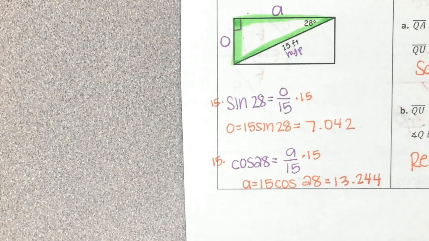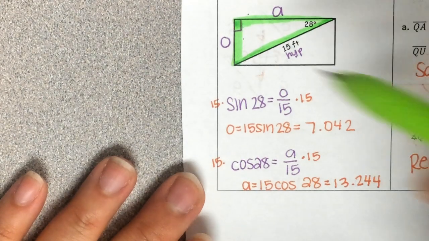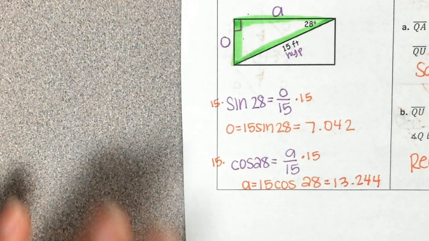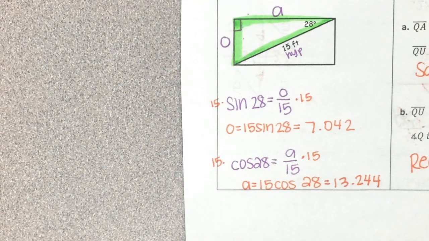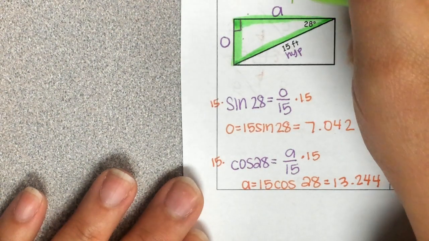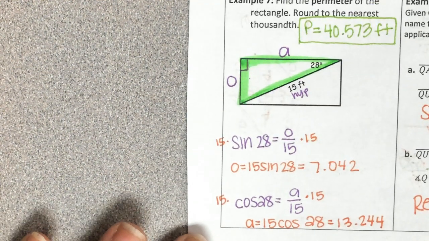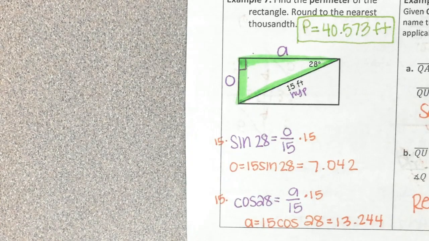Y'all agree with that? Did I answer the question? What's the question asked for? How do I find the perimeter? Add them up. And do y'all notice how in here I labeled them O and A so that I could be lazy and say A plus O plus A plus O is 40.573 feet.